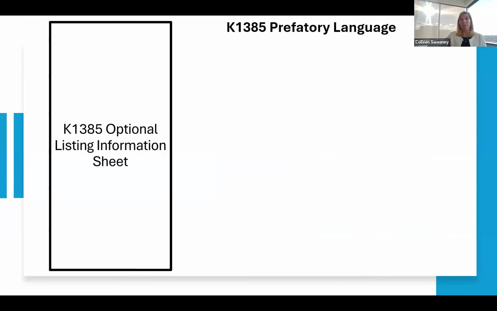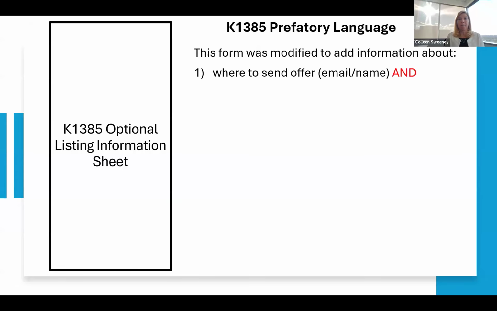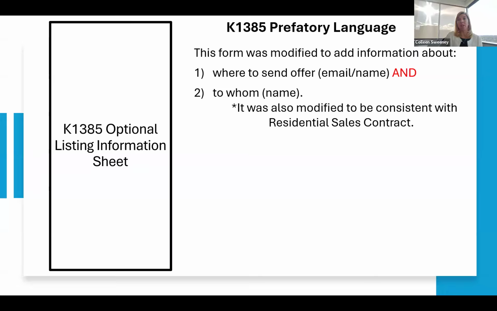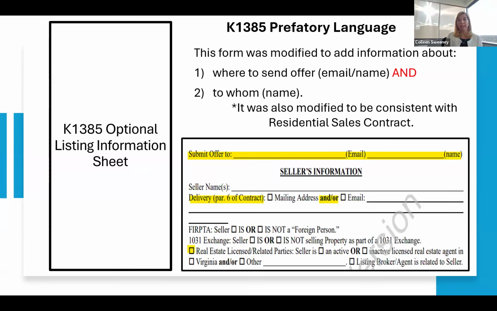All right, so optional information listing sheet. There's prefatory language in there. As I said, I was just at NVAR and they were doing a presentation, and I think more and more people are beginning to use this form. It was modified to add information about where to send an offer, the email, the name, and also to whom. It was modified to be consistent with the residential sales contract. And here's what it looks like now. Again, the information that I've highlighted in yellow is the new information, not really substantive, but again, it makes it more consistent throughout the forms.